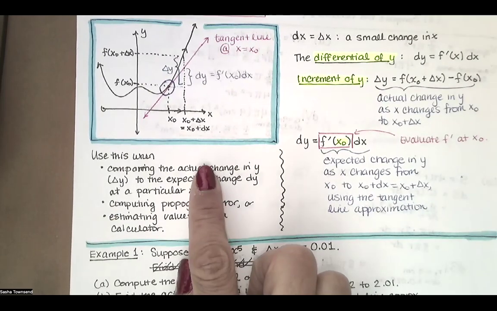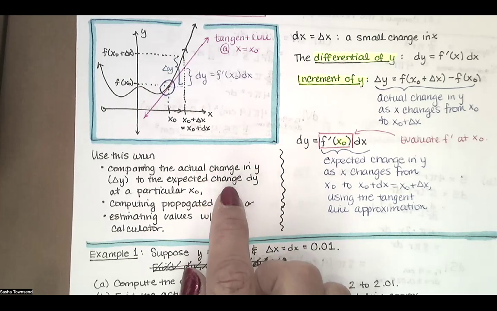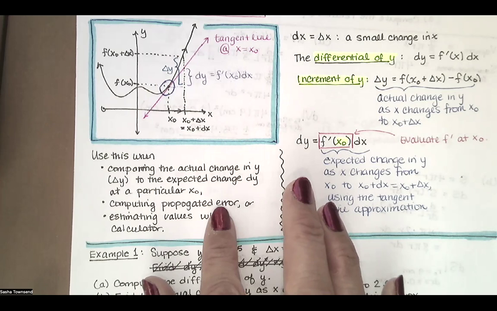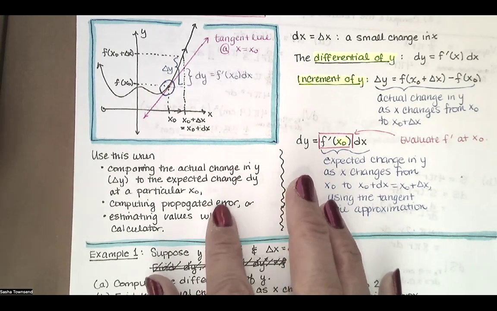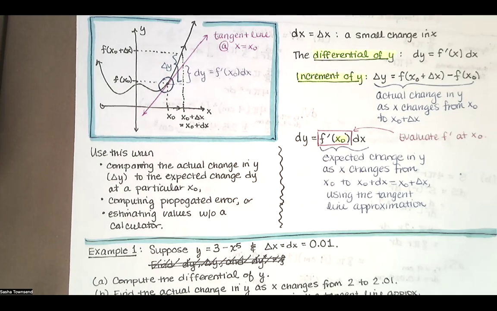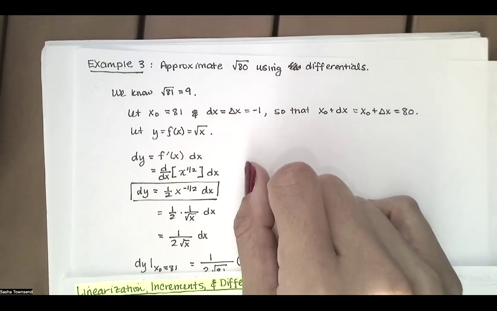So those are the 3 types of problems we'll do. We'll compare the actual change to the expected change using the tangent line approximation. We'll look at propagated error problems. We might be asked to compute relative error and percent error so that we have a sense of how large that error is compared to some measured value, or not just measured, but calculated value. A calculated value was calculated using measured values. And then estimating values like the square root of 80, for example, without a calculator.